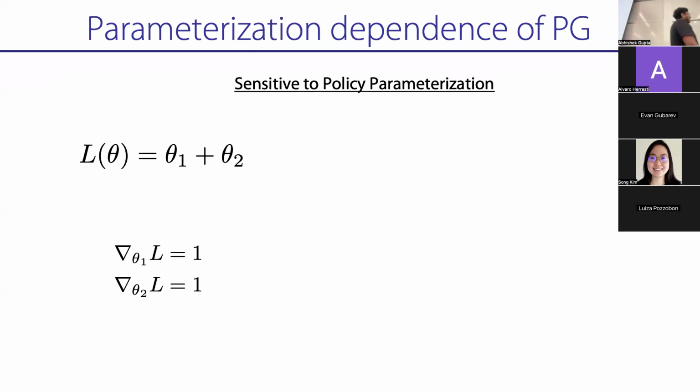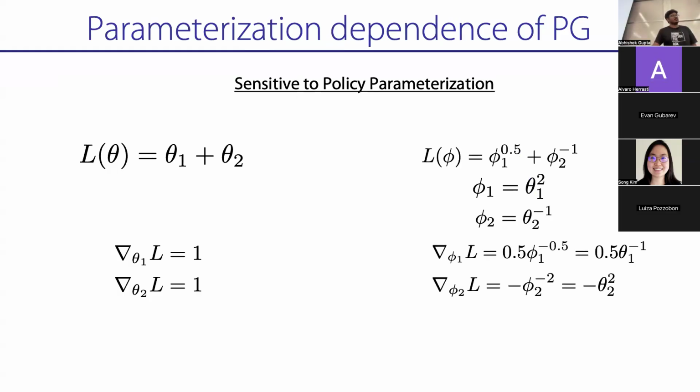The gradient of this function with respect to theta 2 is 1. But now you can reparameterize this. You can reparameterize it with phi 1 and phi 2, where phi 1 is theta 1 squared, and phi 2 is theta 2 inverse. Then your loss becomes phi 1 to the 0.5 plus phi 2 inverse. Those are exactly the same thing.